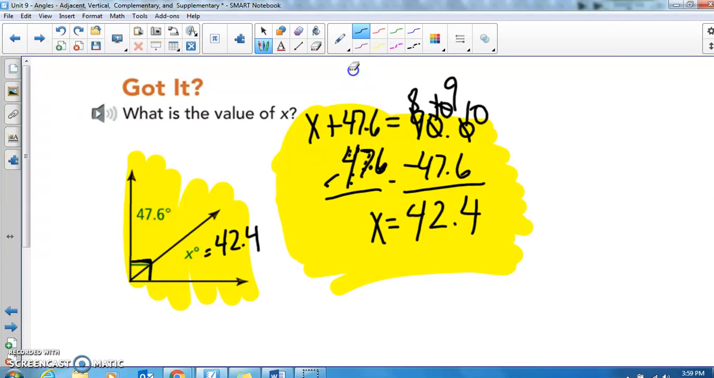And how can we check to see if we're right? Well, if we add them both together, 47.6 and 42.4, since they're complementary, they should equal 90 degrees.